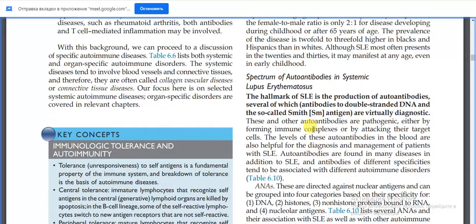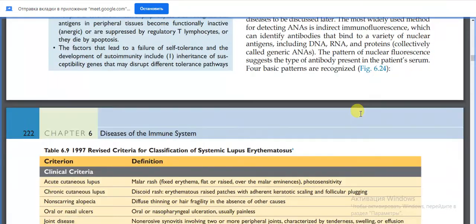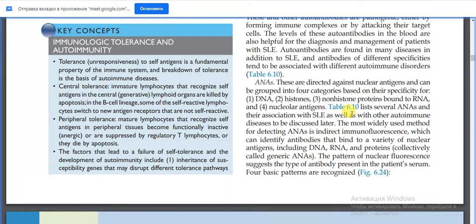We have a very large variety of clinical manifestations of lupus erythematosus, but the hallmark of SLE is the production of autoantibodies, several of which, antibodies to double-stranded DNA and the so-called Smith antigen, are virtually diagnostic. We can detect them in pathological examination. Anti-nuclear antibodies, against nuclear antigens, can be grouped into four categories: DNA, histones, non-histone proteins, and nucleolar antigens. Any of them can damage our cells, and the cells are killed.